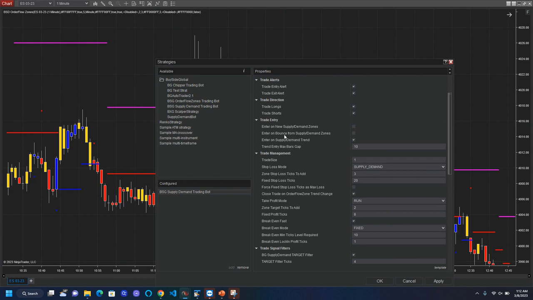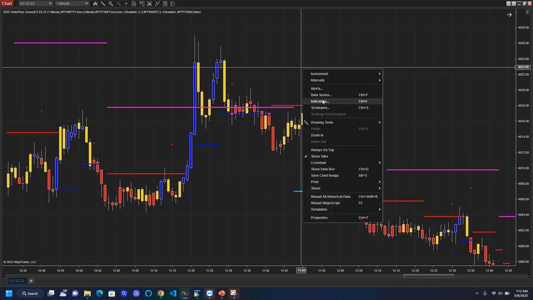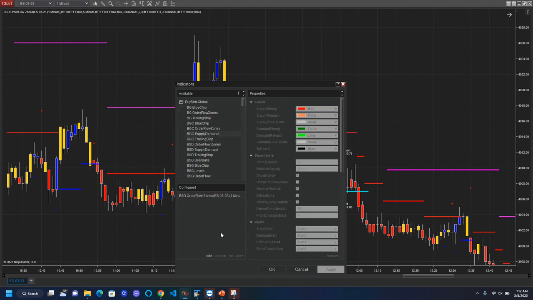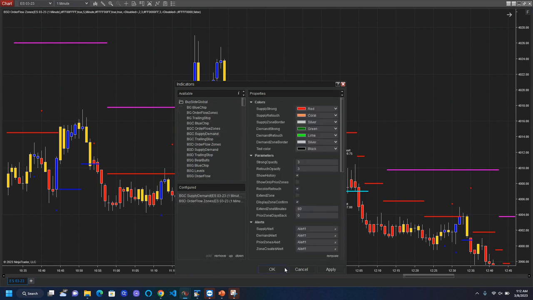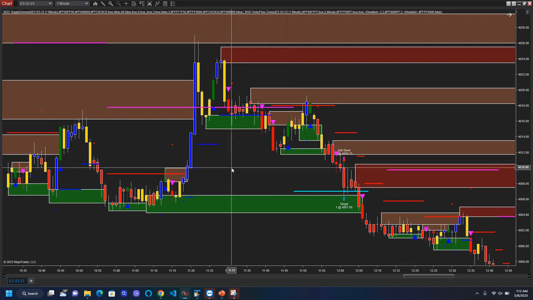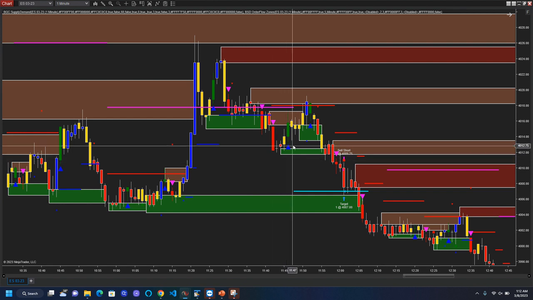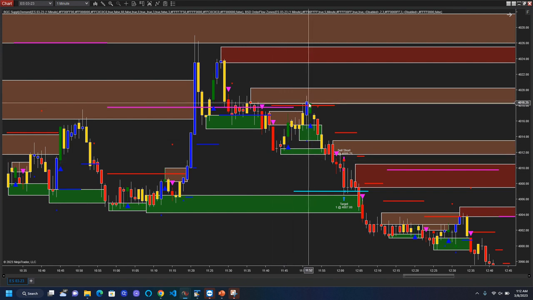All right, so for the second one, I think we need to go back to the indicators for a second. We need to attach the supply and demand, but I want to move it up. All right, so we don't see anything bounce here. I think we have a bounce right here.